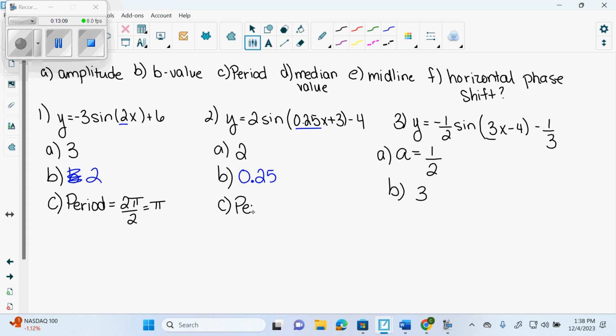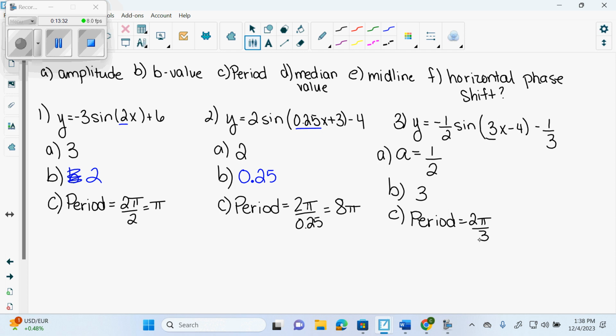Okay. Period. I didn't say no to you. I said no to who we were talking. 2 pi divided by 0.25. What's this one going to be? 8 pi. 8 pi. This one? 2 pi divided by 3. All right.